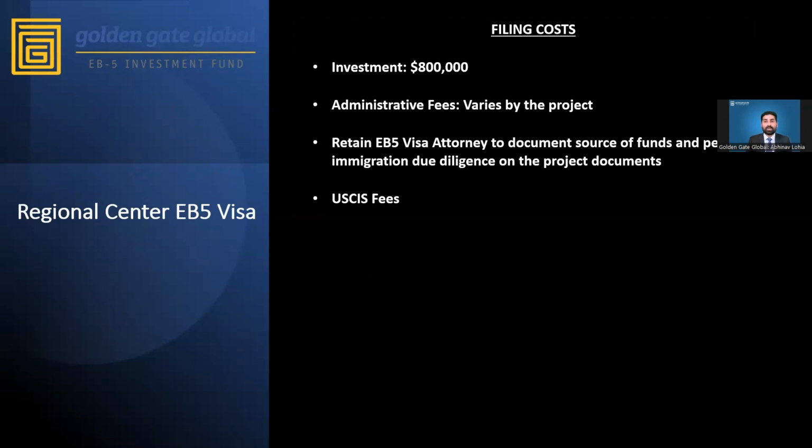What you need to do to be successful with an EB-5 regional center application is retain a good EB-5 visa attorney. They will help you document your source of funds, and they will do immigration due diligence on the project, and only then will you file your application. In addition to all of this, both with direct EB-5 and regional center EB-5, there are government fees or USCIS fees, which vary between $10,000 to $15,000, which are common for both kinds of EB-5 petitions.